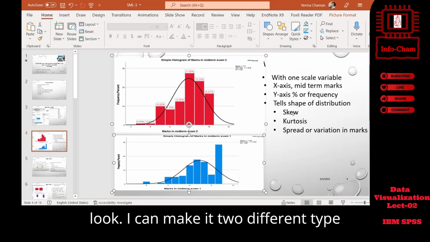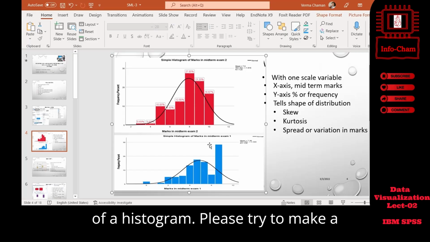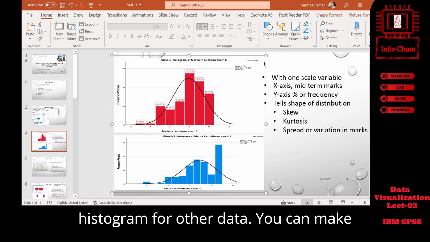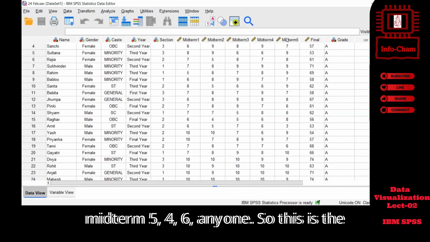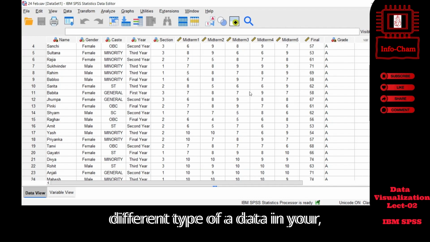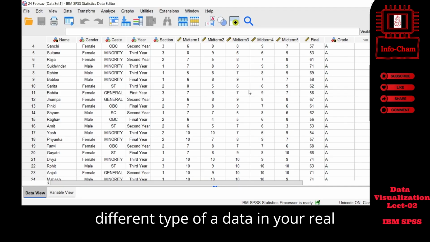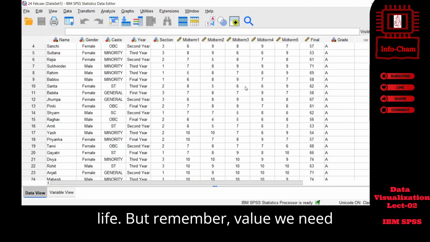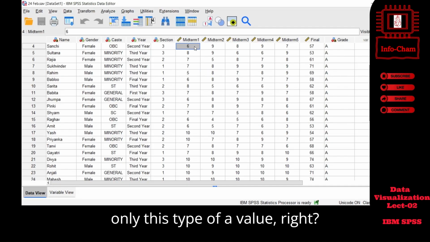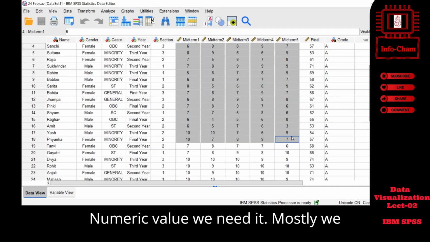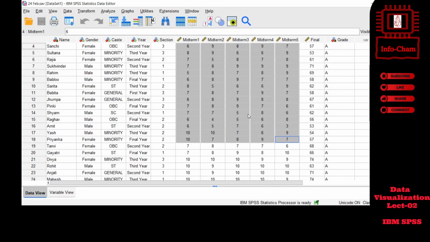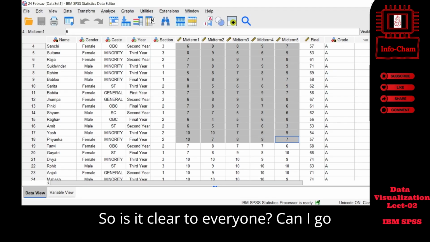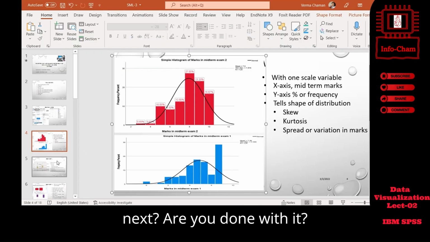Here please have a look. I can make two different types of histogram. Please try to make a histogram for other data. You can make it for the final, or for the midterm, anyone. This is only an example, but you will have different types of data in real life. But remember, the value we need is only this type, numeric value. Mostly we work with continuous values. So is it clear to everyone? Can I go next? Are you done with it?